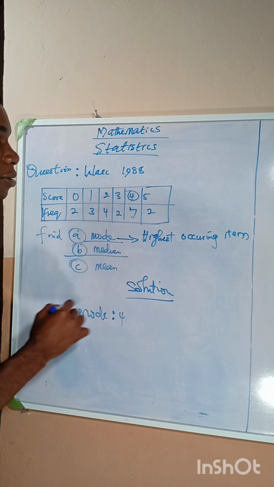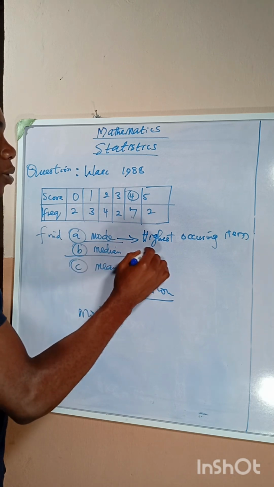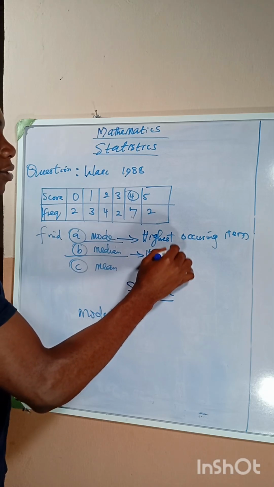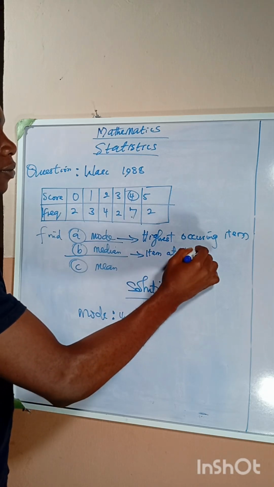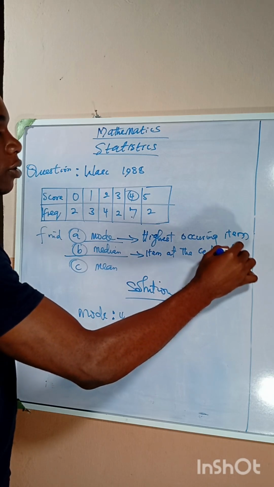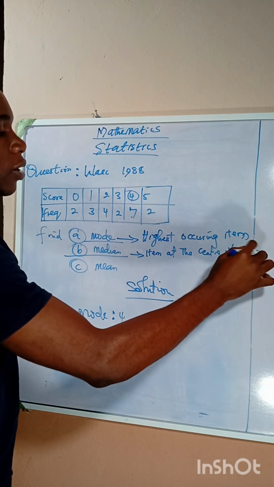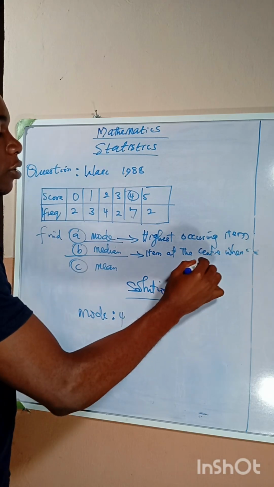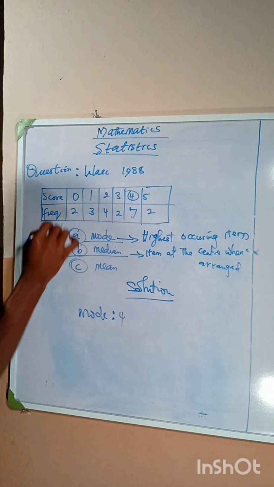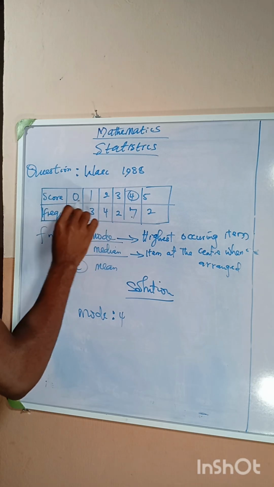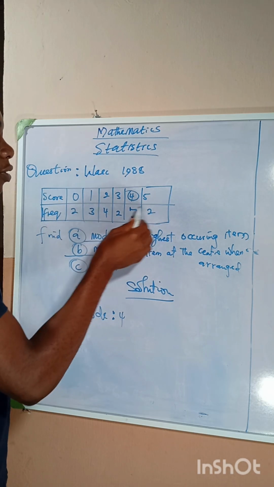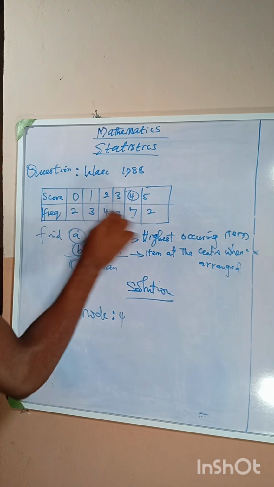The next one we have is the median. The median happens to be the item at the center when arranged. All right, when arranged. So if we arranged this, we have 0, 1, 2, 3. This is very chronological or consecutive. It is in order, ascending order.